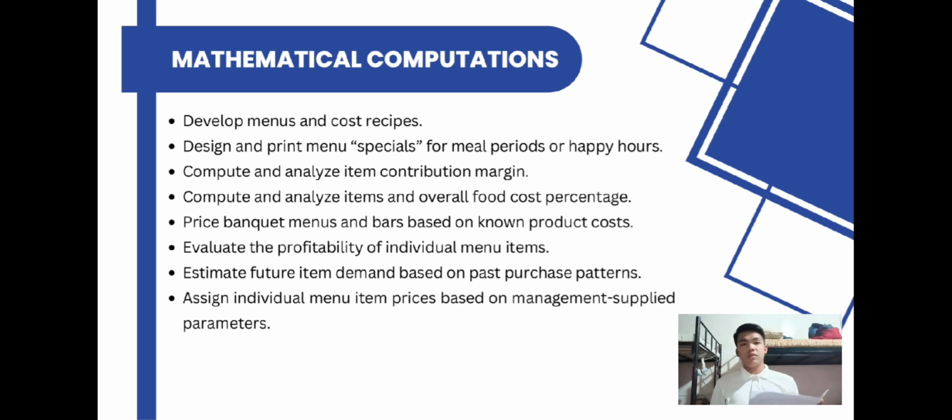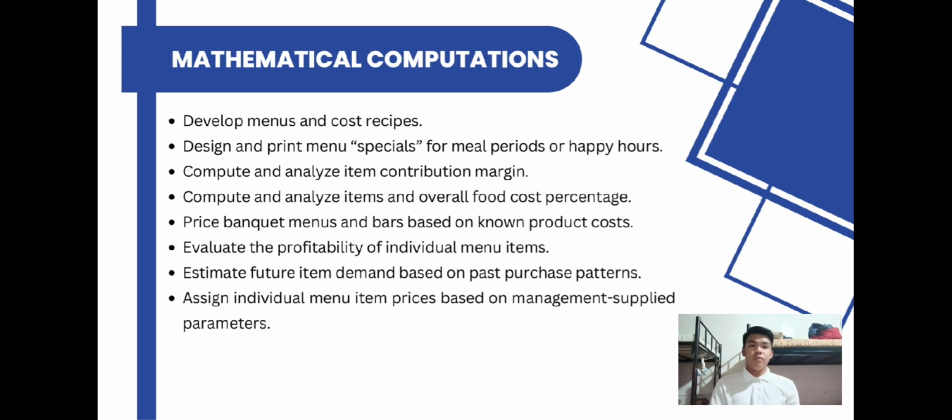Number three is compute and analyze item contribution margin. To compute contribution margin, the formula is: contribution margin equals net sales revenue minus variable cost. The second one is: contribution margin equals fixed cost plus net income.